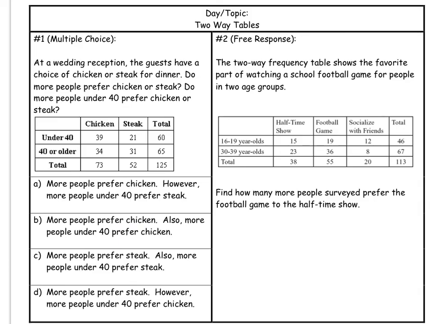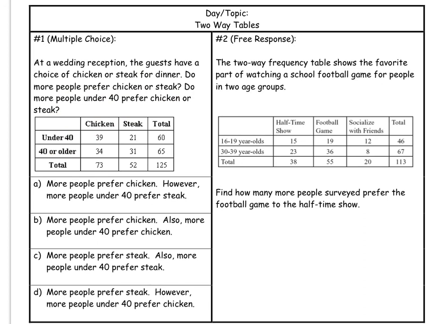Okay, finally it's your turn for multiple choice question number 1. At a wedding reception, the guests have a dinner choice of chicken or steak. Do more people prefer chicken or steak? Do more people under 40 prefer chicken or steak? So you're answering 2 questions. Do more people prefer chicken or steak? And the second part of that question is, do more people under 40 prefer chicken or steak? So you're going to look at this two-way table to answer your questions.